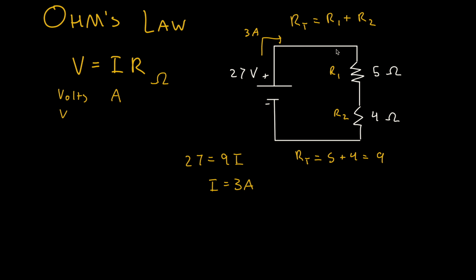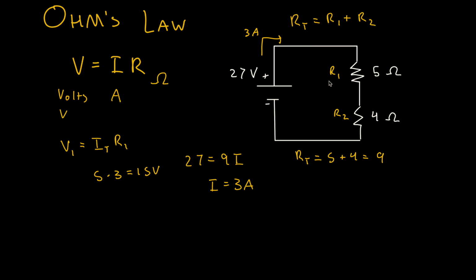So 3 amps is going to go to this 5 ohm resistor, and 3 amps is going to go to this 4 ohm resistor. So all we have to do is find the voltage at resistor 1, which is going to equal our total current times the resistance. So over here, this is just going to be 5 times 3, which gets us 15 volts.